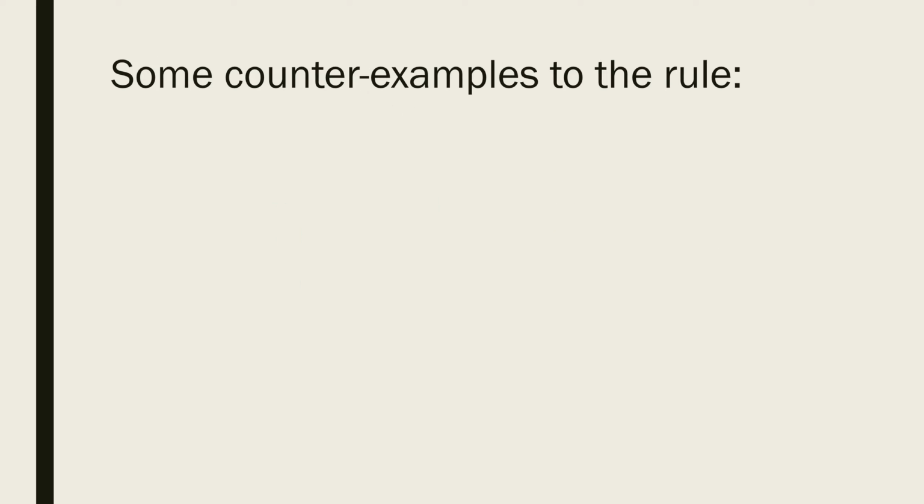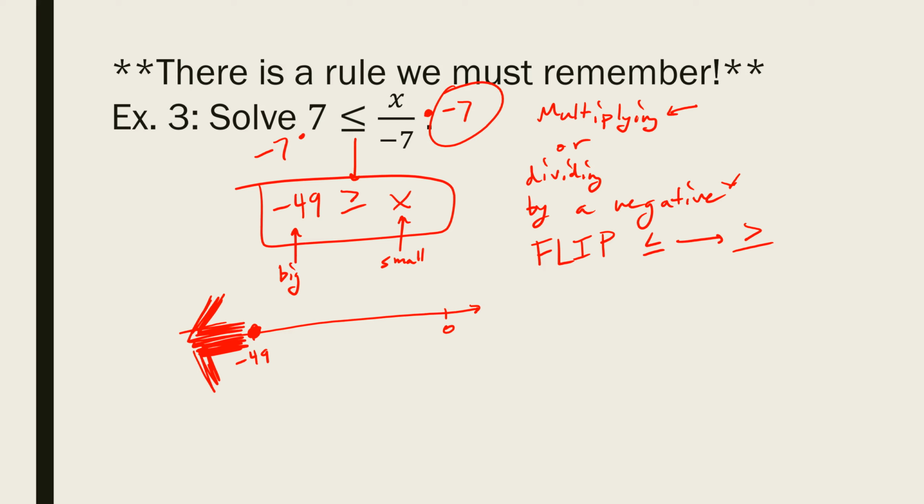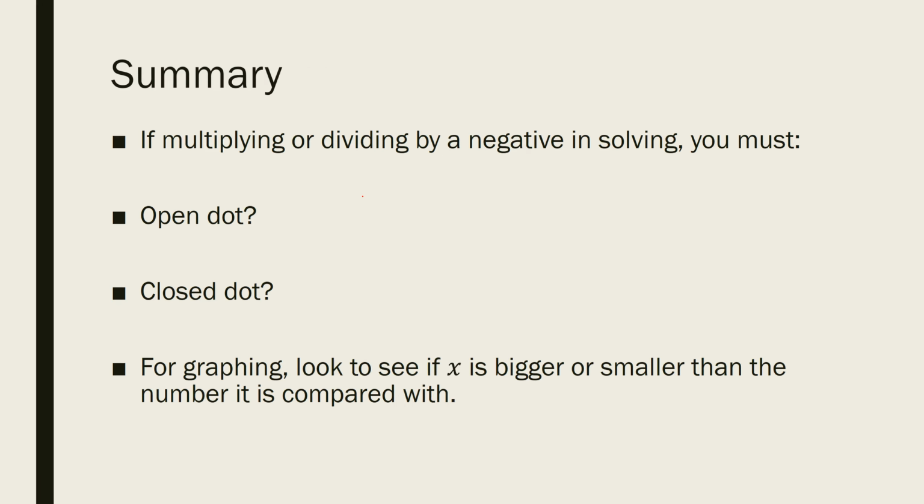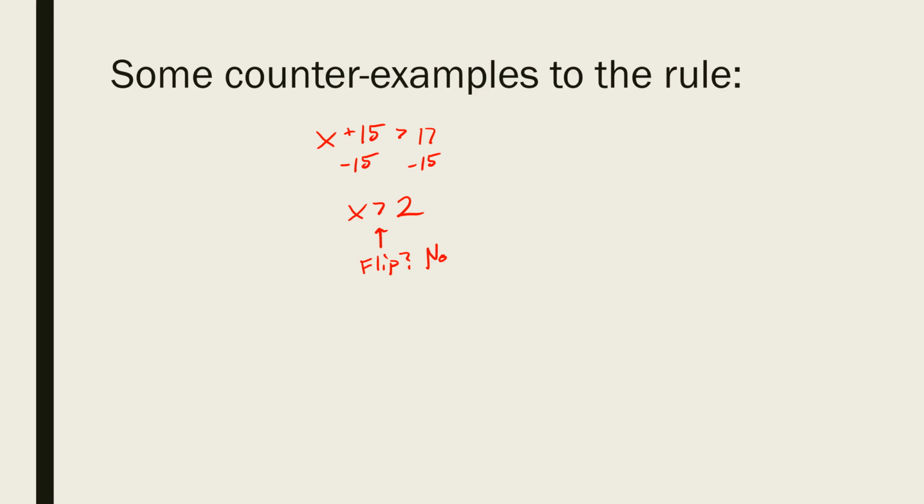Now, there are some counterexamples to that multiplying by a negative rule. Here's a counterexample. Let's say I had something like x plus 15 greater than 17. I would need to subtract 15 in order to isolate the x. Do I need to flip the direction here? Because look, I subtracted 15. I added negative 15. So does that apply to the rule? It does not, because it's not multiplying or dividing. If I just add negative 15 or subtract it, that does not mean flip the sign. So flip, no.